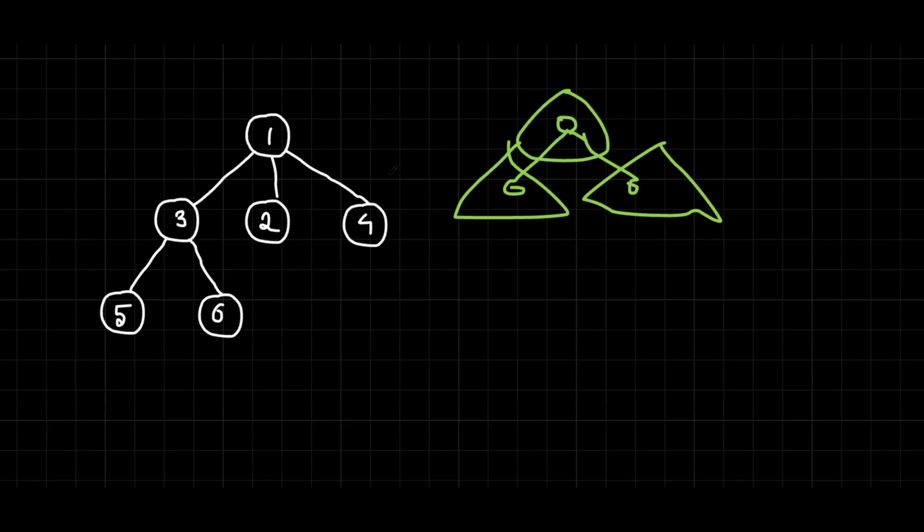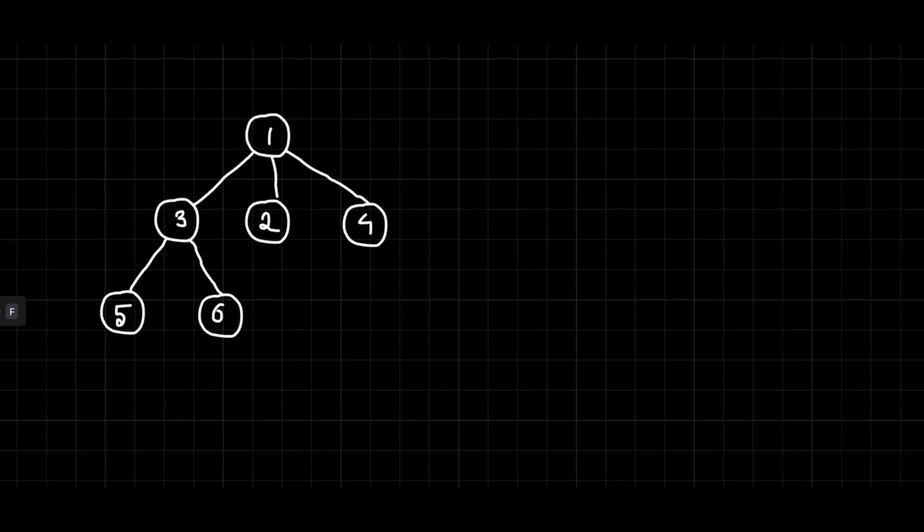Now, according to the post-order traversal principle, we have to process the children first, then we have to process the root. Now let's simulate the algorithm on this tree. Now our starting point is 1. So from 1, we have to process its children.